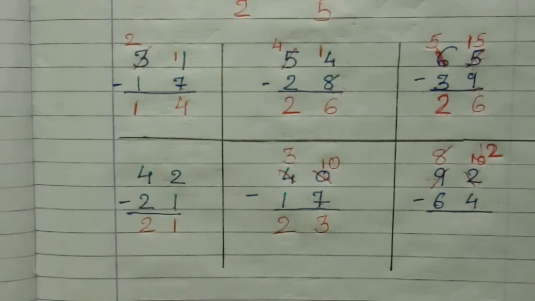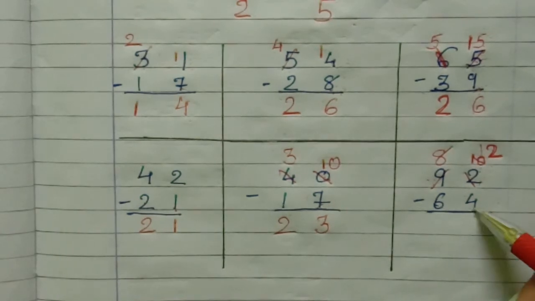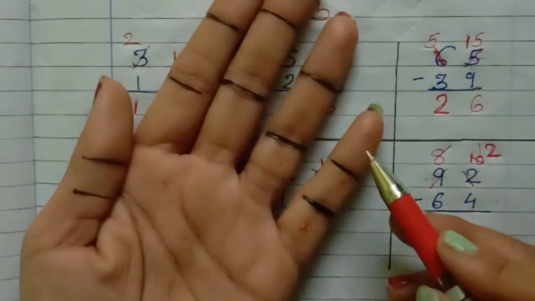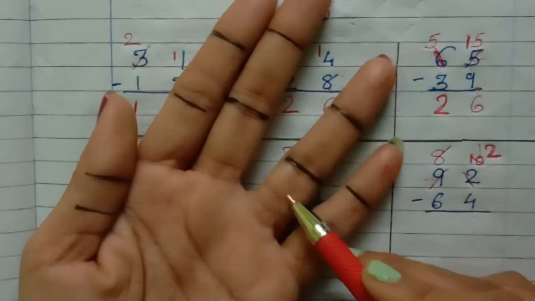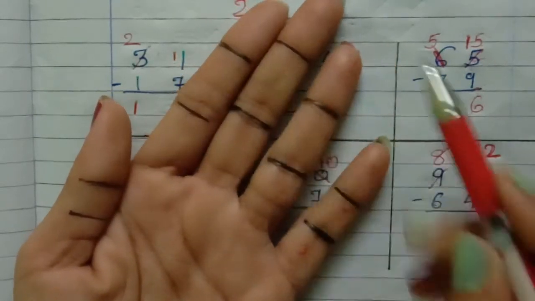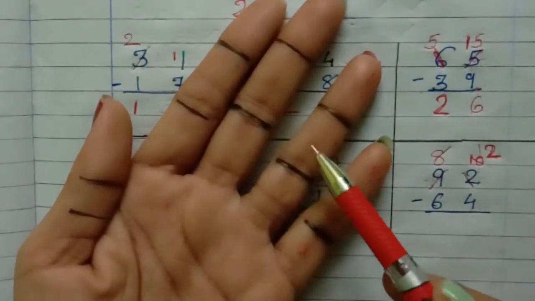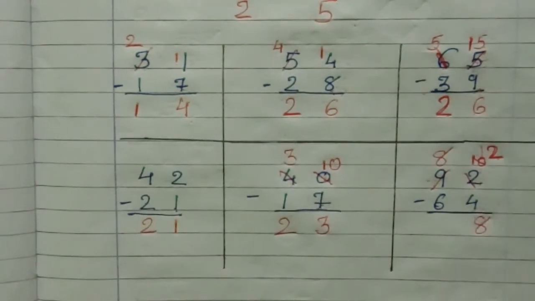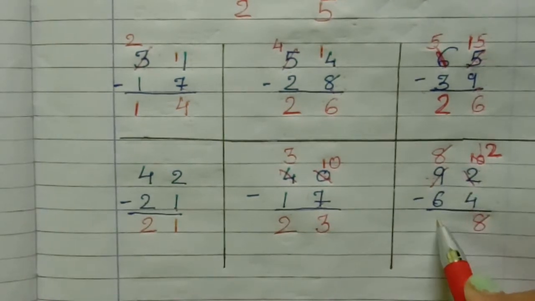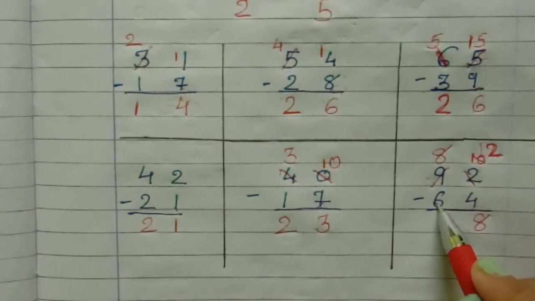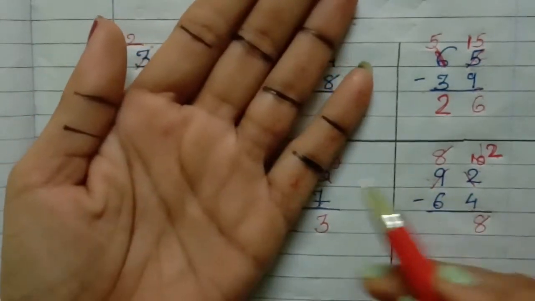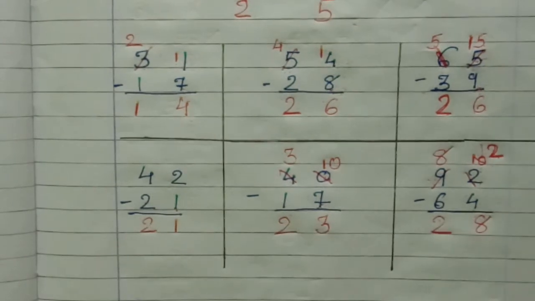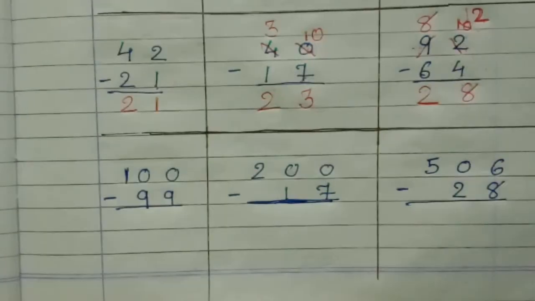Let's do 12 minus 4. From where will we start counting? After 4 till 12. So from 4: 5, 6, 7, 8, 9, 10, 11 and 12. How many? 1, 2, 3, 4, 5, 6, 7 and 8. So our answer is 8. Then 8 minus 6. We'll start after 6: 7 and 8. Only 2. So our answer is 28.